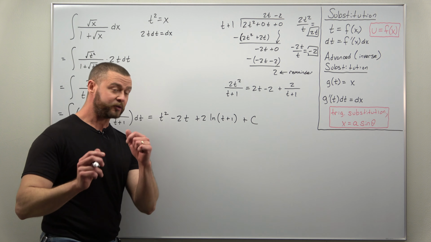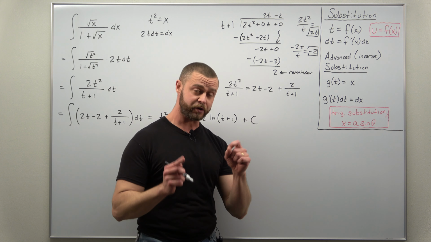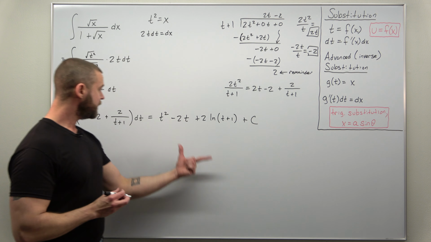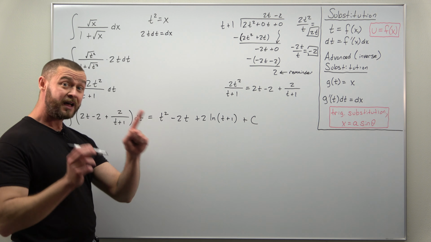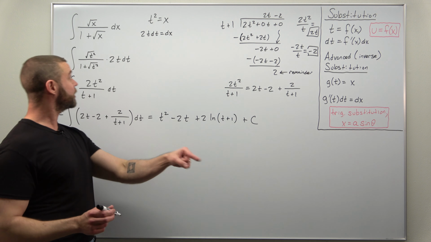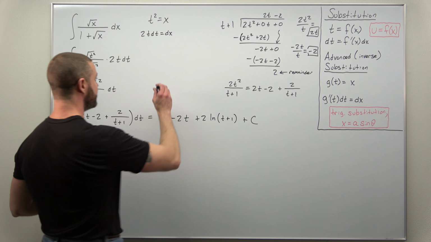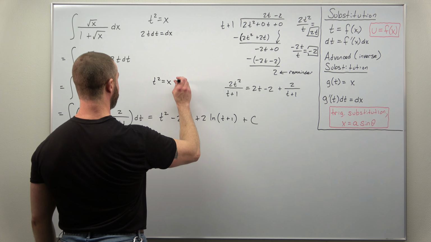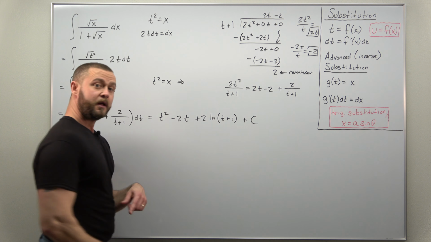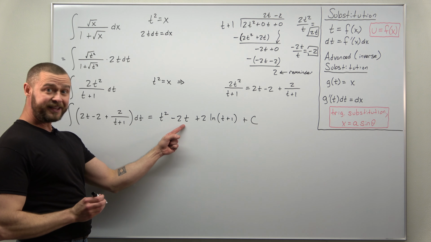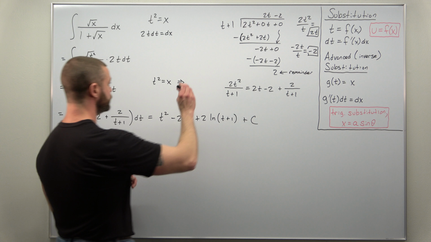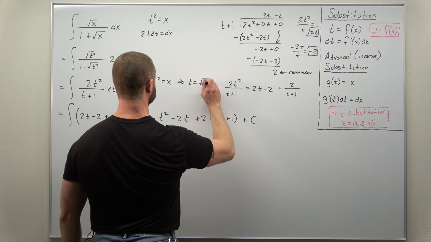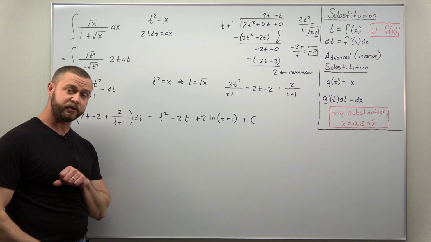And our last step, like with normal substitution, remember you back substitute all your u's in terms of x. Here, we're just going to back substitute our substitution for t's in terms of x. So we have that right from the beginning. t squared equal to x. And you can see here we're going to need t by itself. So take a square root of that and we get t equals square root of x.